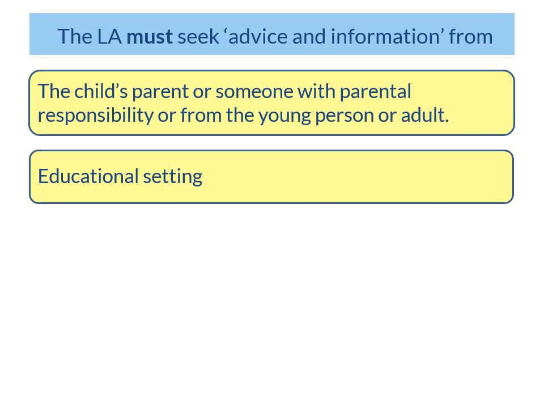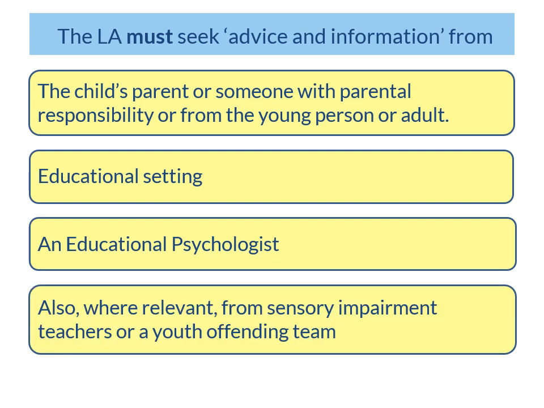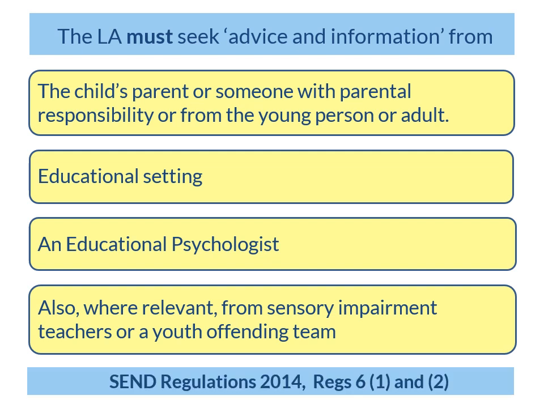They must also seek advice and information from an educational psychologist, and the SEND code says that this psychologist should consult any other psychologists known to be involved with the child or young person. For example, some families may have paid for a private assessment. If a child or young person is vision or hearing impaired, the local authority will consult with a person who is qualified to teach pupils or students with these impairments. And if a young person is detained in custody, then advice will be sought from a youth offending team.